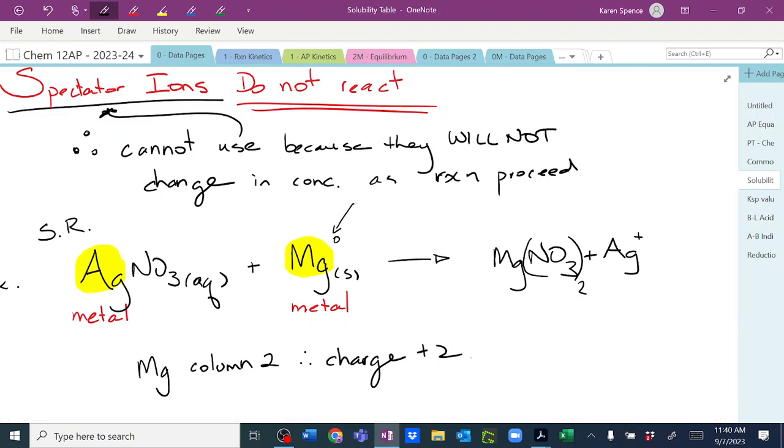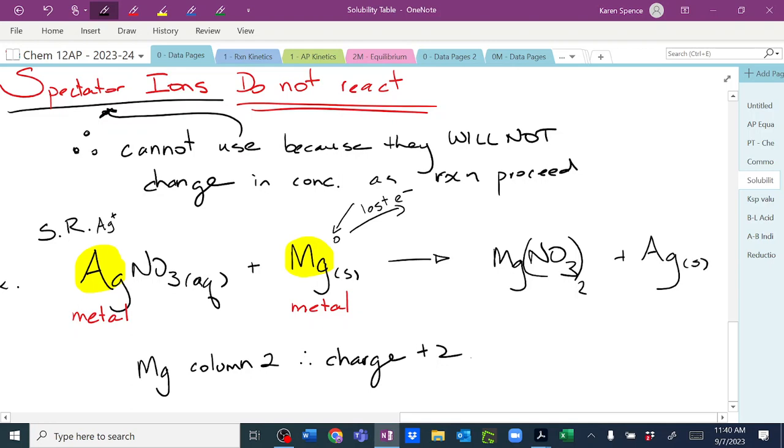All right. Anything else we don't like about the products? Yes? Silver should be elemental now, because where did the magnesium's electrons go? It had a 0 charge. It lost electrons, yes. Where did those electrons go? They went to the silver. Silver over here was Ag+. It's going to grab those electrons and become silver neutral. So whatever your element is, it should be neutral. Okay.